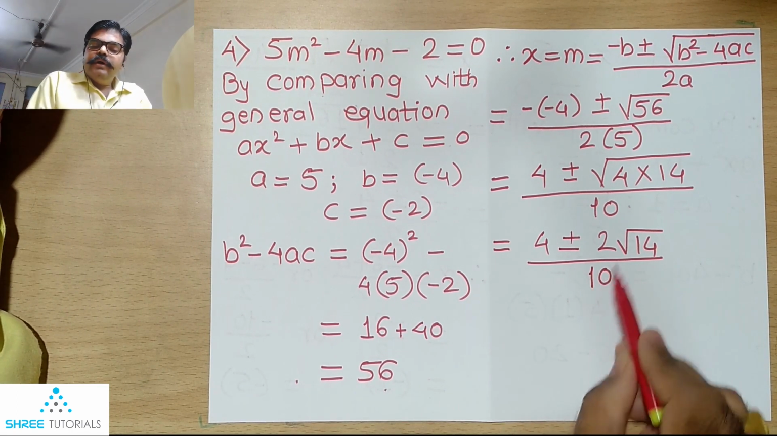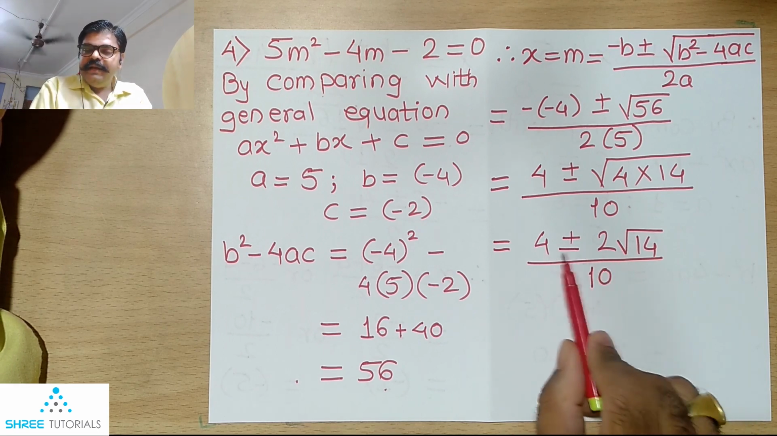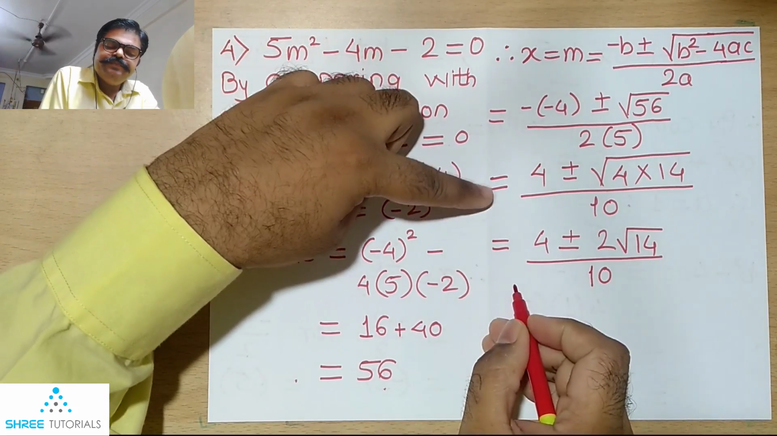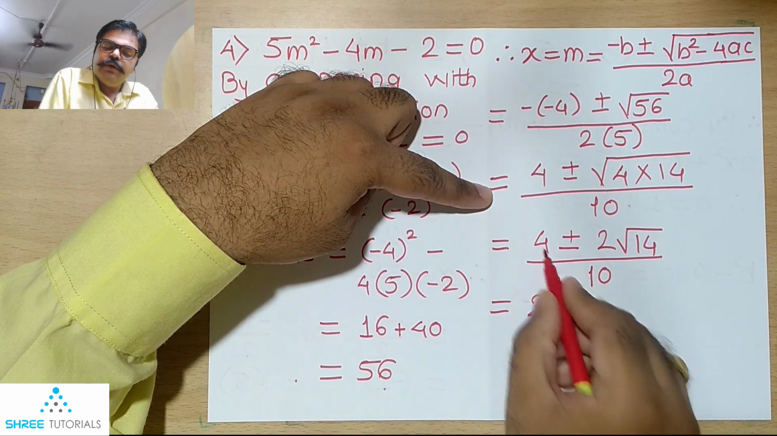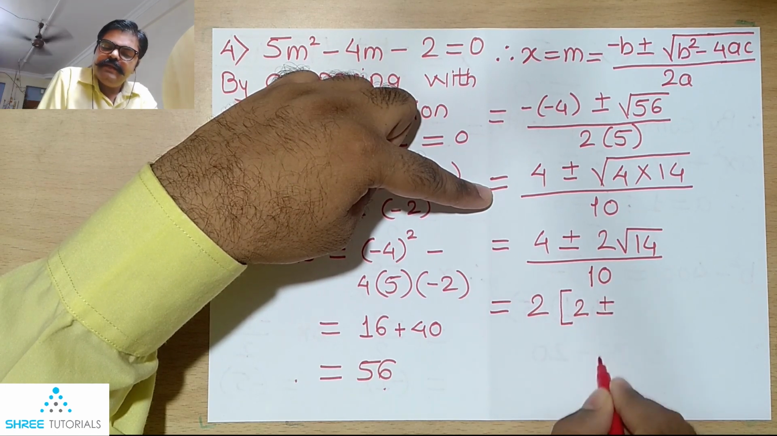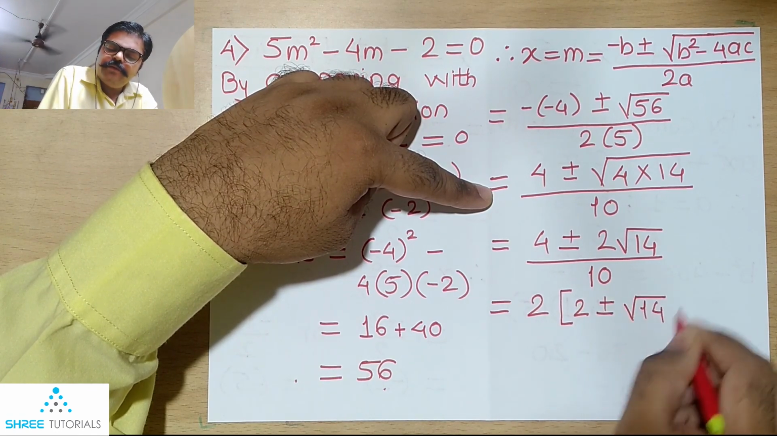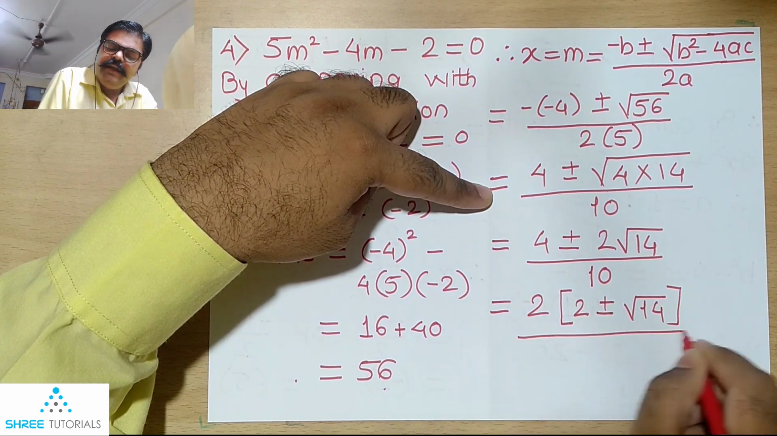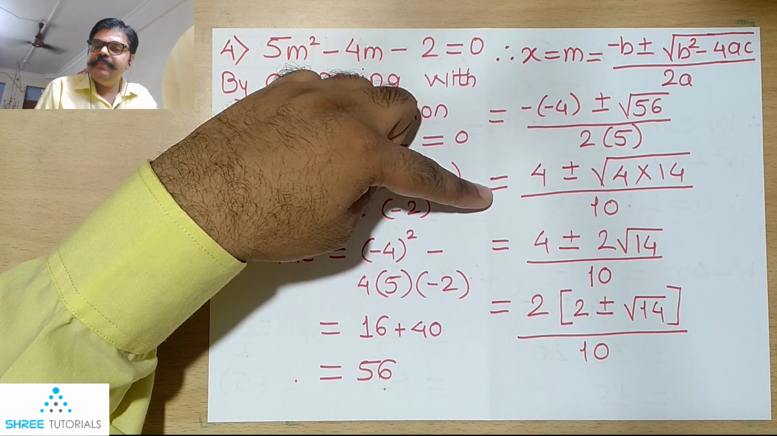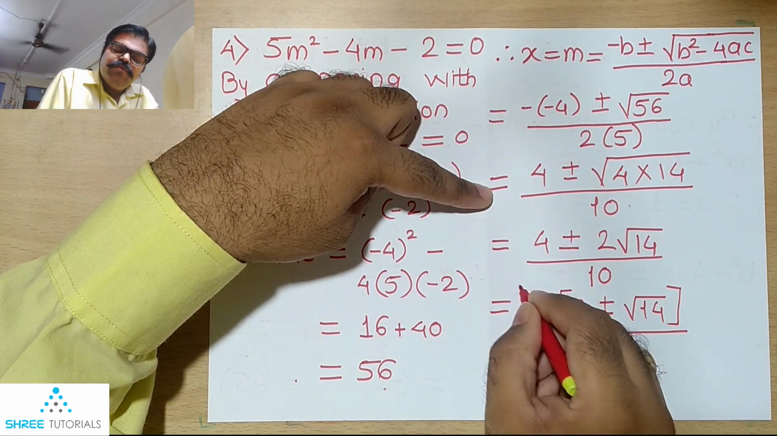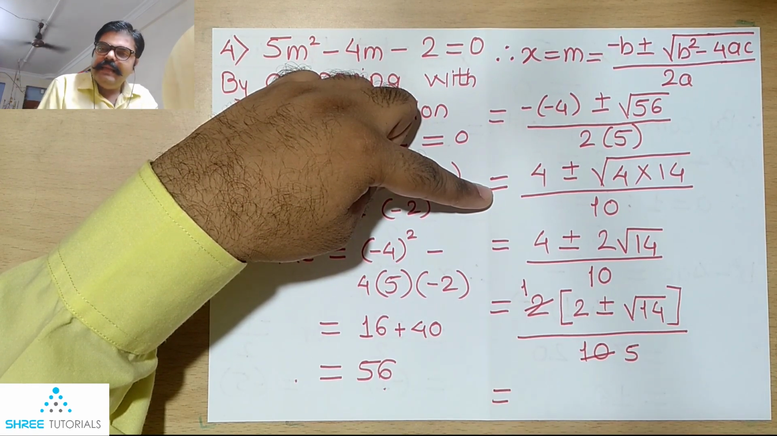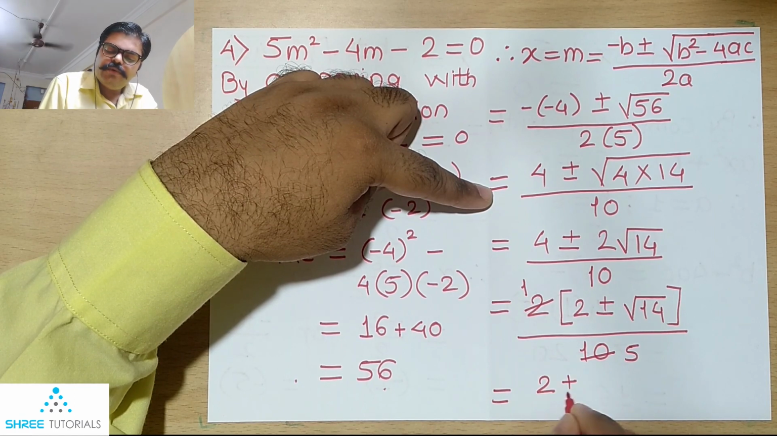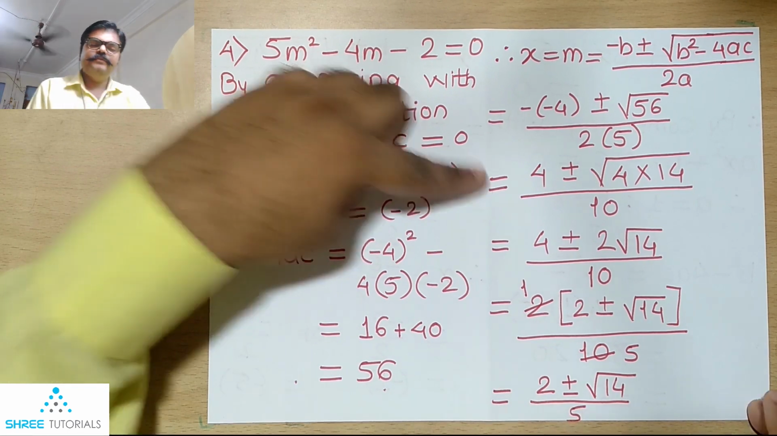Now we can take 2 common from this entire numerator, so it will look like 2 taken out common, 1 left over here, plus minus root of 14 left, and in the denominator what we will have is simply 10. These two will divide each other, giving us just 5. So our latest answer is 2 plus or minus root of 14 divided by 5.